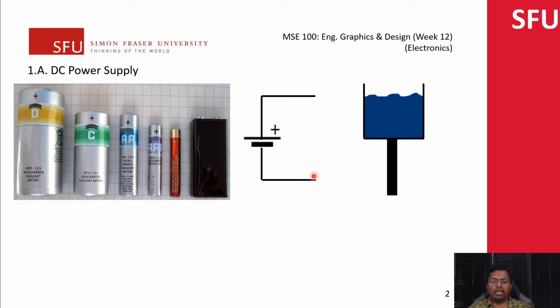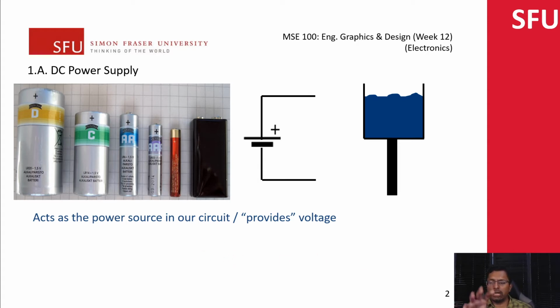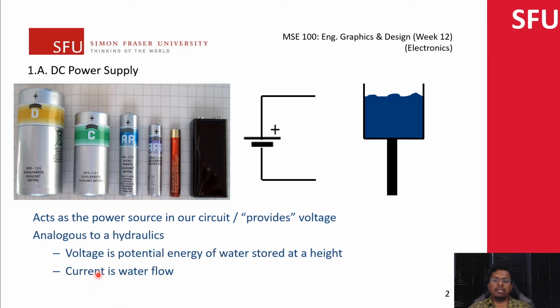So what we can think about as this being the zero or the reference. So this basically acts as the power source in a circuit. It actually provides all of the power in a circuit. And so what happens is this is analogous in hydraulics or water terminology, kind of analogous to water stored at a height. And then the current is basically the water flow, so the product of the two is the power that's consumed.